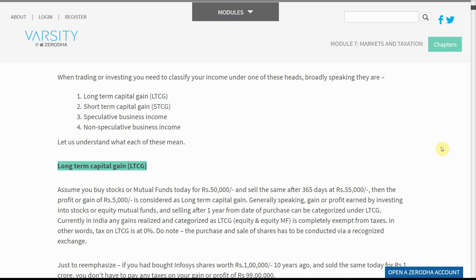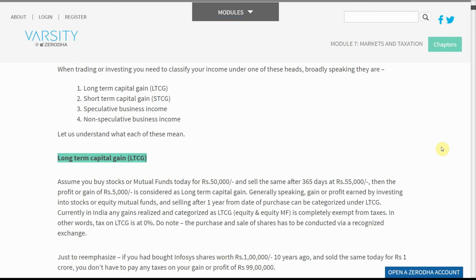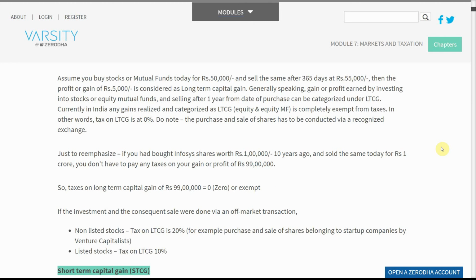Long-term capital gain (LTCG). Assume you buy stocks or mutual funds today for 50,000 rupees and sell the same after 365 days at 55,000 rupees. Then the profit or gain of 5,000 rupees is considered long-term capital gain. Generally speaking, gain or profit earned by investing in stocks or equity mutual funds and selling after 1 year from the date of purchase can be categorized under LTCG. Currently in India, any gains categorized as LTCG on equity and equity MF are completely exempt from taxes. In other words, tax on LTCG is 0%.